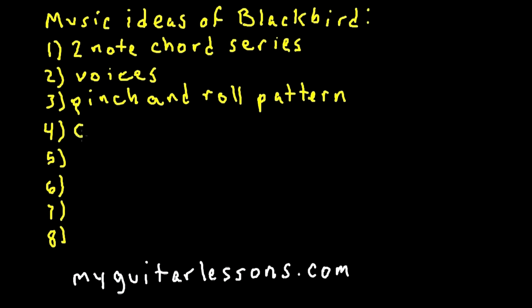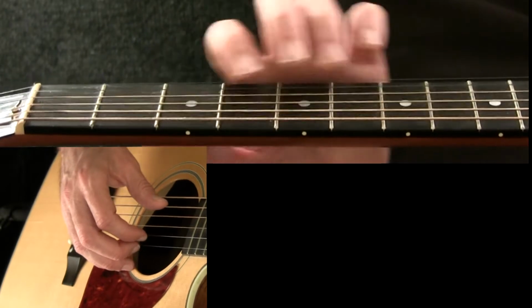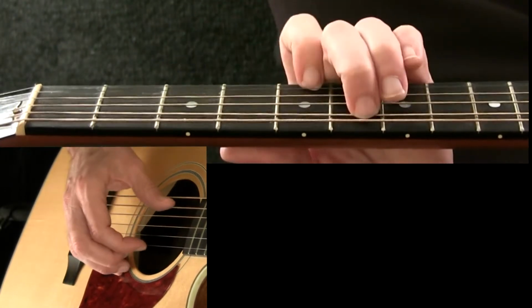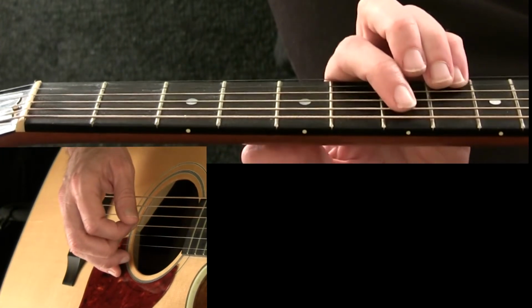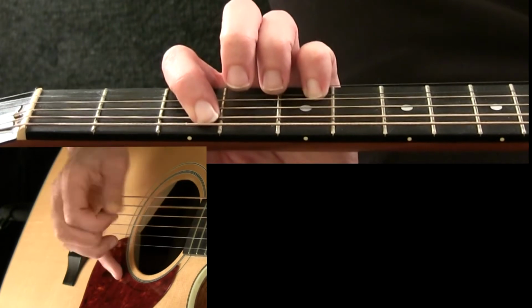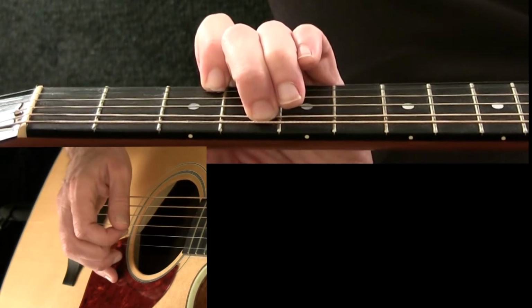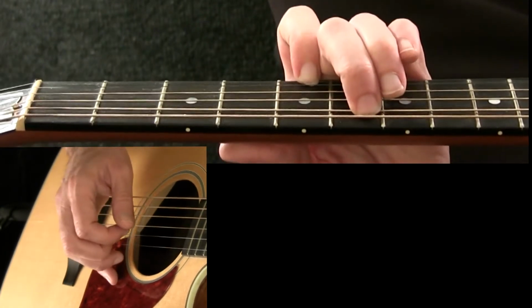The next music idea we're going to discuss is counterpoint. And counterpoint can be thought of as two music ideas happening at the same time. So the counterpoint in Blackbird sounds like this. And you can think of this as going from the 4 chord in that series to another chord, to the 5 chord, to another chord, to the 6 chord.